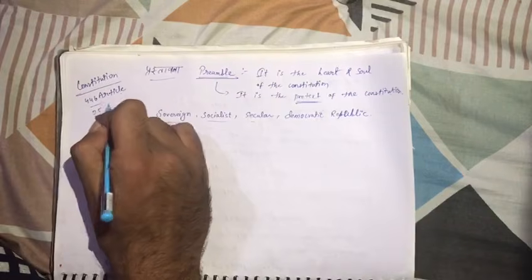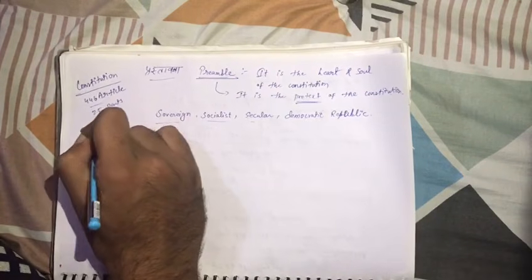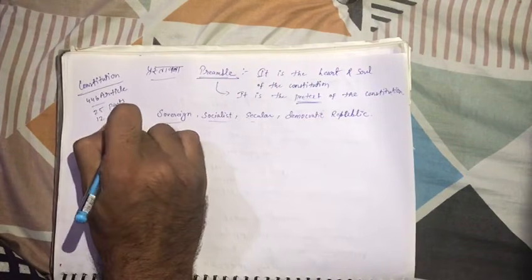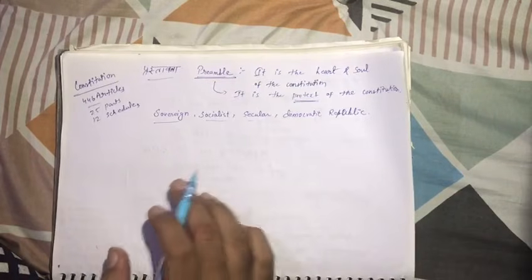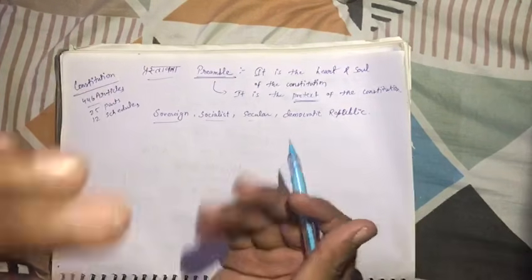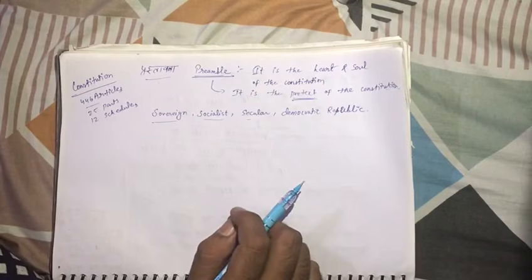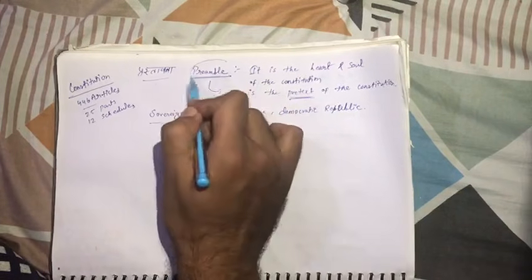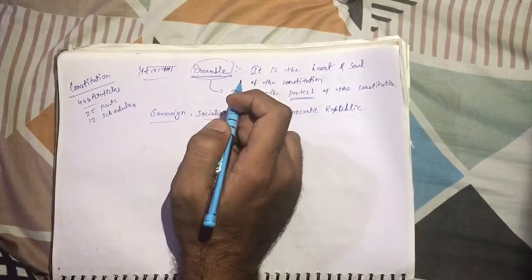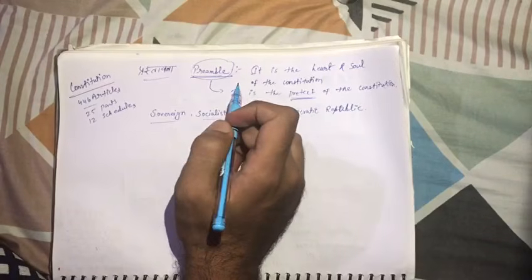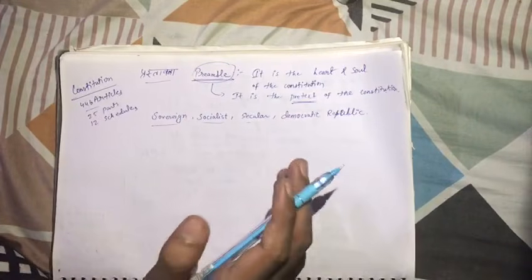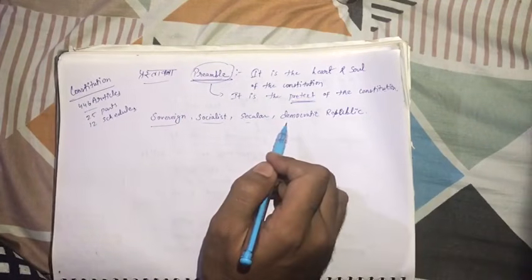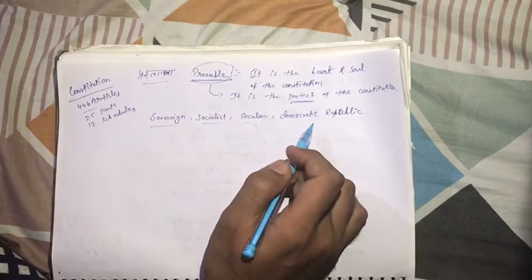There are 25 parts, and there are 12 schedules. So a constitution is a very long document. It is a huge book that you can't read in one go. But if you understand the meaning of preamble, you will understand the whole meaning or the whole summary of the constitution. All right. So in the first paragraph, these 4 are the important words we have to know.